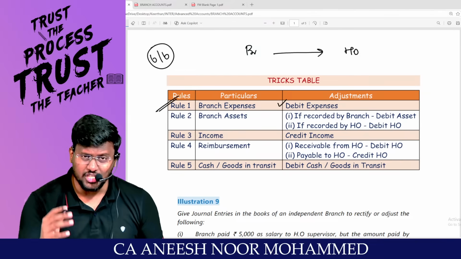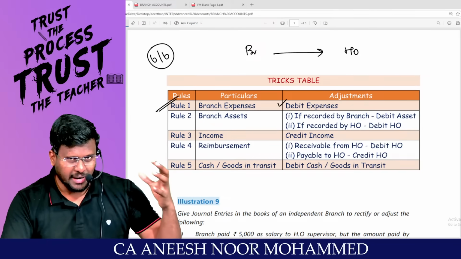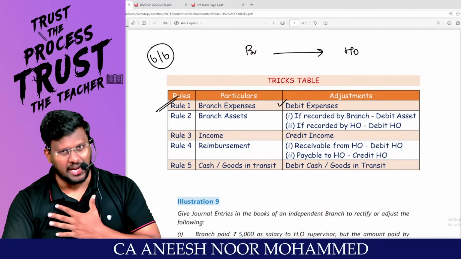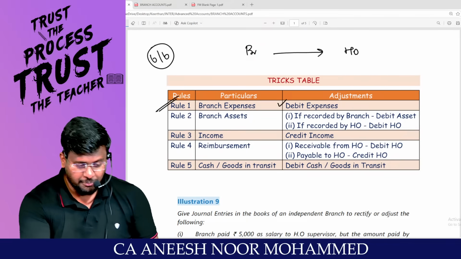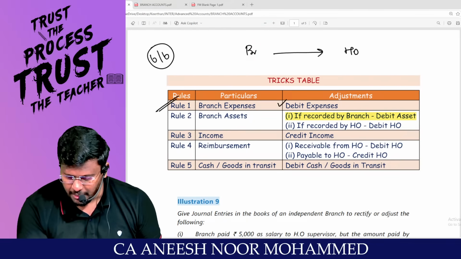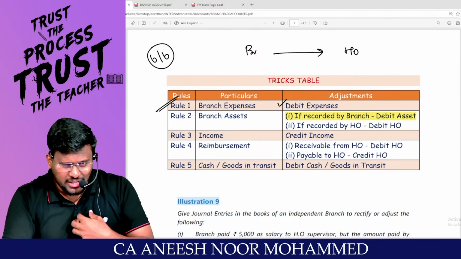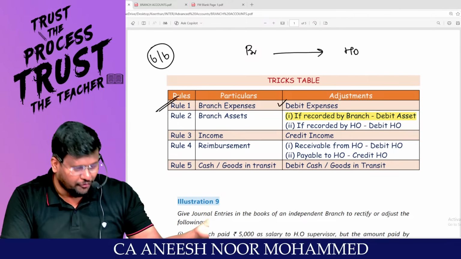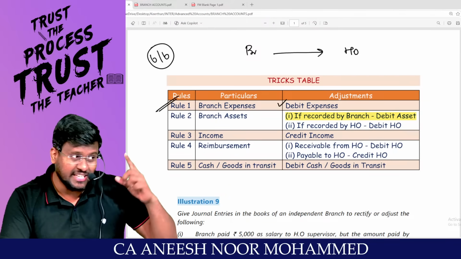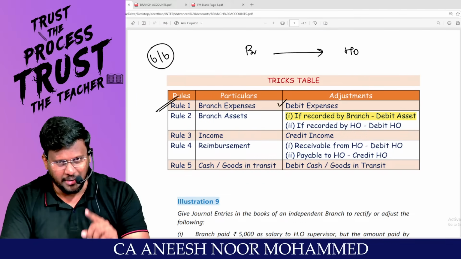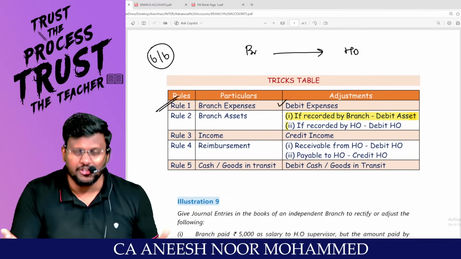Sir, the branch is purchasing an asset. Second rule, you have to see 2 things: are the branch assets going to be recorded by the branch, or by the head office? If the branch assets are going to be recorded by the branch, asset account debit to cash or bank. If the branch assets are going to be recorded by the head office, then my dear lovable students, the branch asset is with the head office. That means for the branch, it is receivable from the head office. So please debit the head office to cash or bank account.